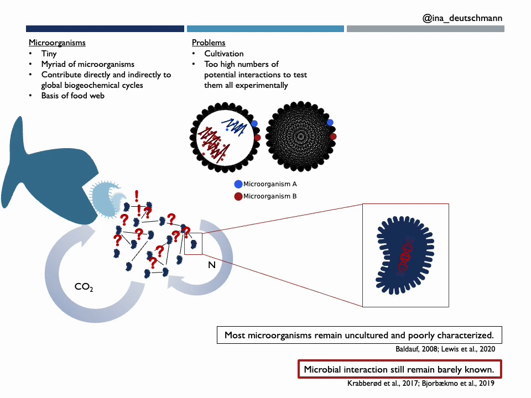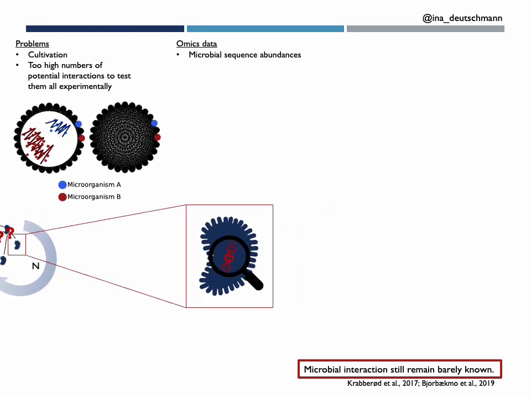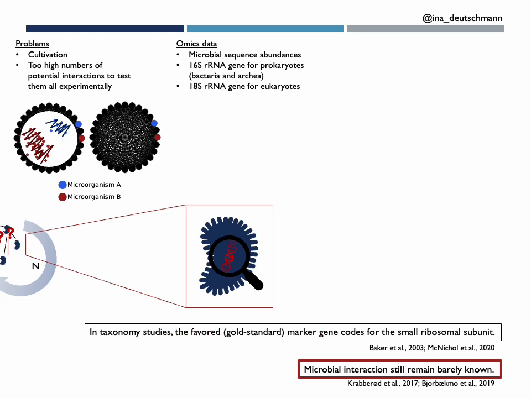In order to identify and quantify microorganisms, we use their genetic material. Usually, we use the 16S and 18S rRNA genes in order to measure microbial sequence abundances. These marker genes are very handy because they are conserved enough to compare and diverse enough to identify microorganisms.